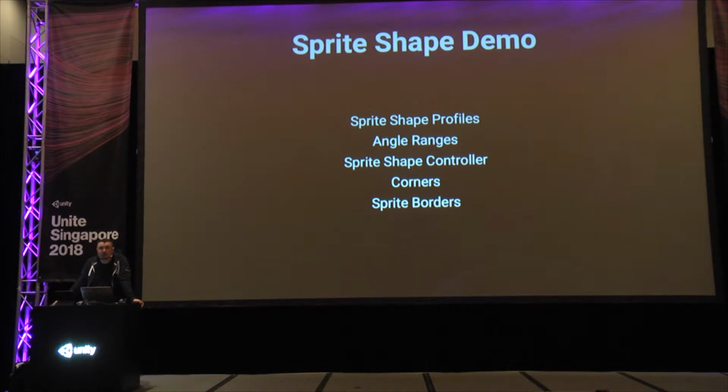We're going to cover what a sprite shape profile is, what are angle ranges, what's the sprite shape controller, how do we do a corner in sprite shapes. We're going to look at sprite borders, but also just generally an example to do with platforms and how you'd make a platformer. Okay.